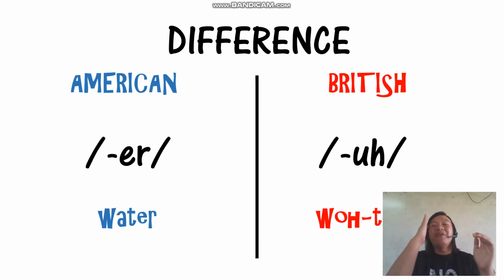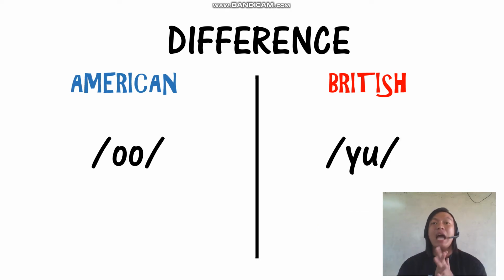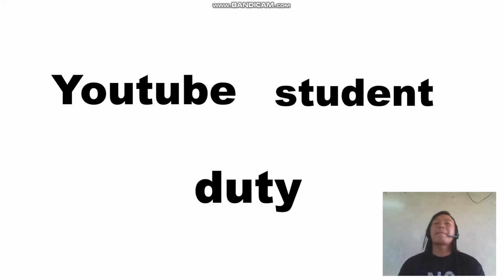Alright, now let's look at the difference. Again, in American accent they pronounce the R while in British it's not. For example, the water and the water. Alright, now let's see some more differences here. American says ooh, while British says you. On what circumstances? Observe the following words.